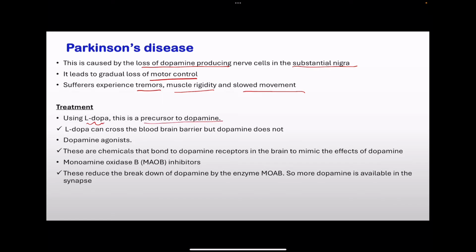Dopamine cannot be given to the patients because it cannot cross the blood-brain barrier, but L-Dopa can cross the blood-brain barrier, so it's a good method for treatment of Parkinson's disease.